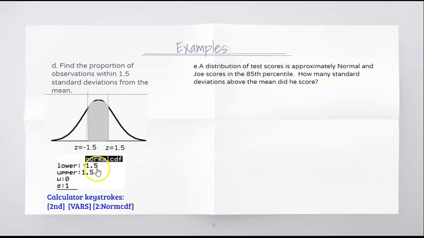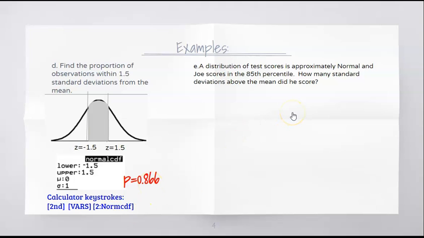And so in my calculator, my lower boundary is going to be negative 1.5. My upper boundary is 1.5. Again, because I'm using z-scores, mu is always 0, sigma is always 1. So using my norm CDF function, I get a p-value or a proportion of 0.866.